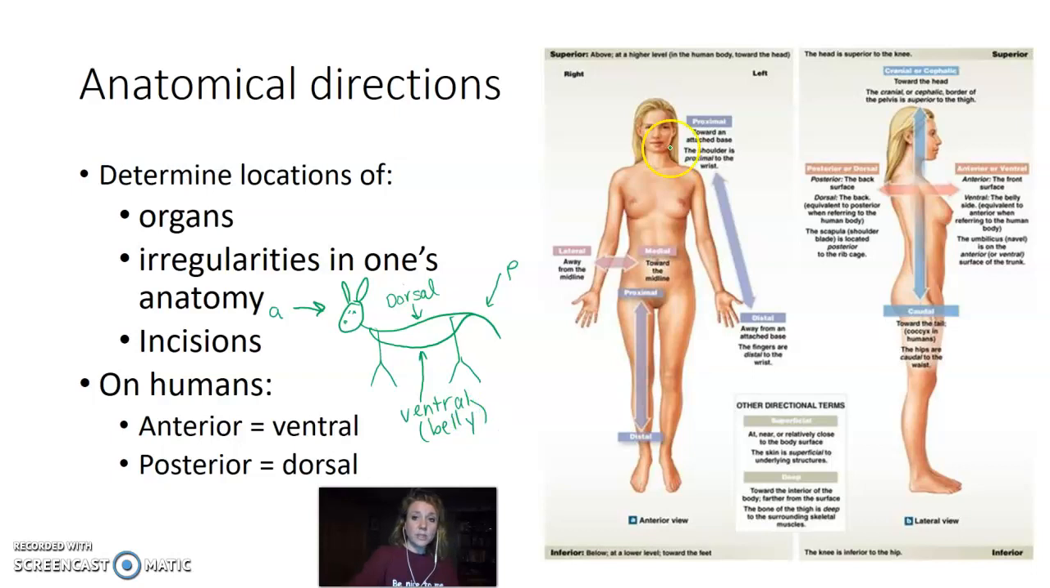Well, take a look at our human patient here. This is the front side, the anterior side, and where's her belly? Right here. So ventral and anterior are synonymous in bipeds, in humans. And if we were to turn her around, where her spine is, that's the dorsal side, but that's also the ventral side in humans.